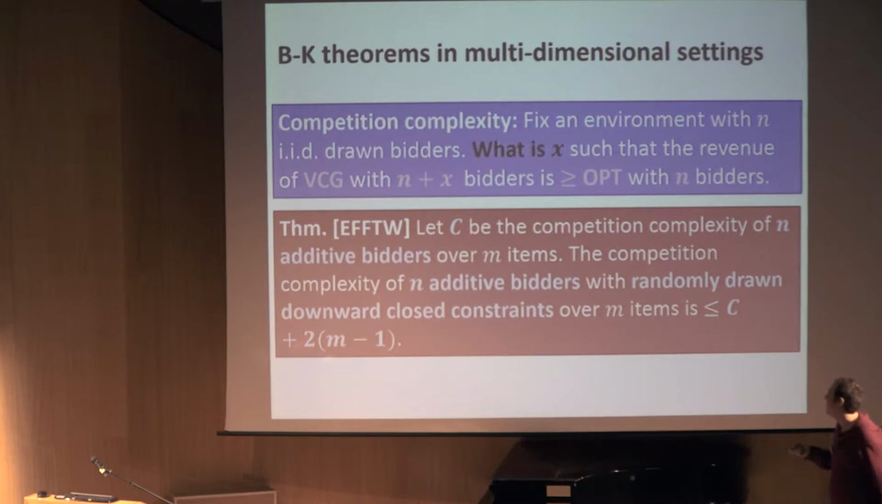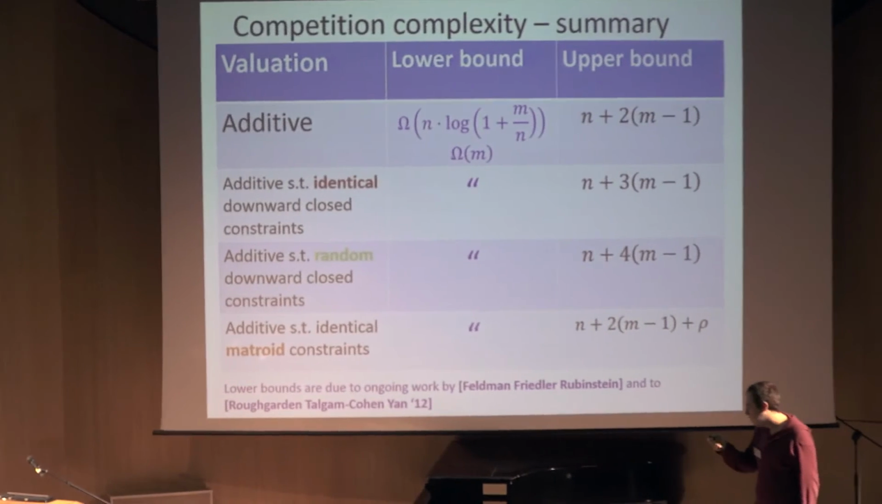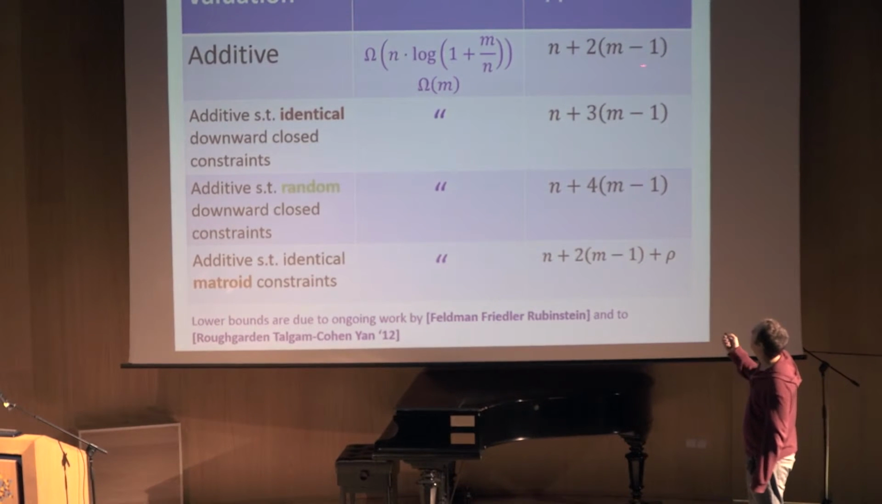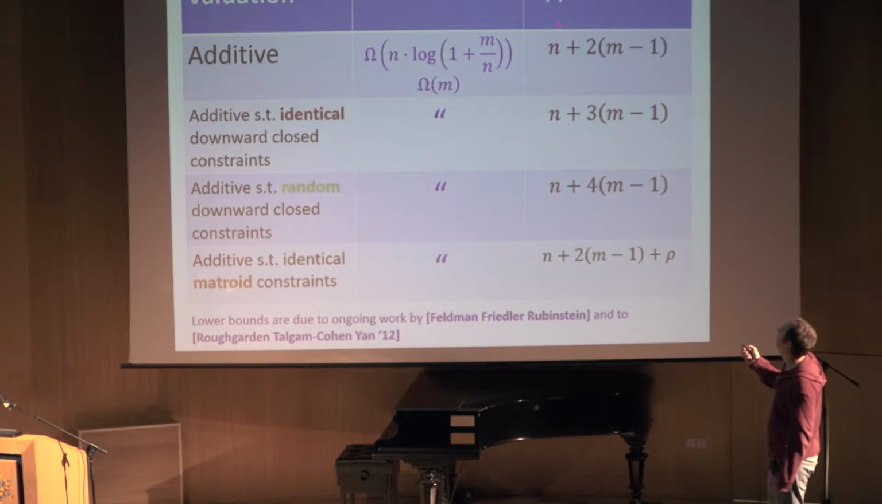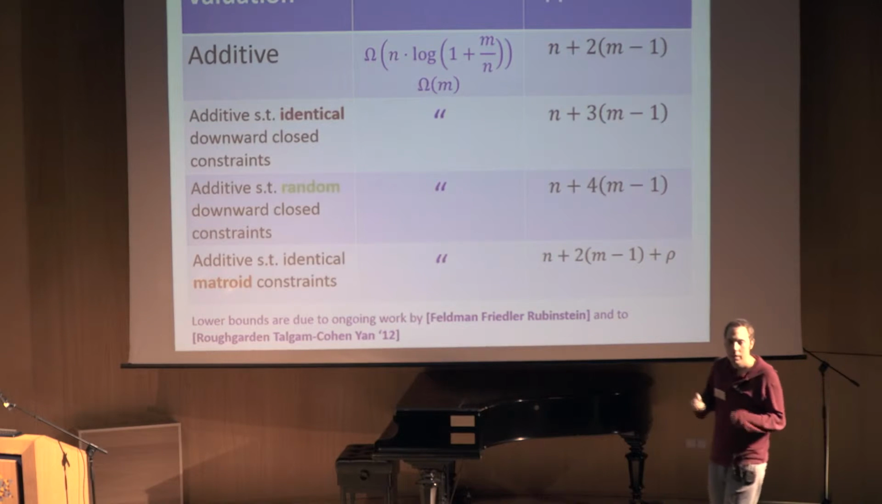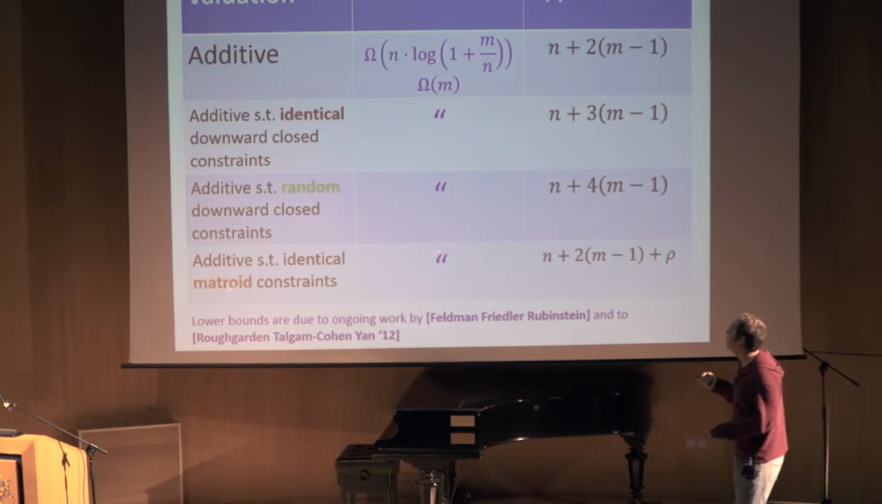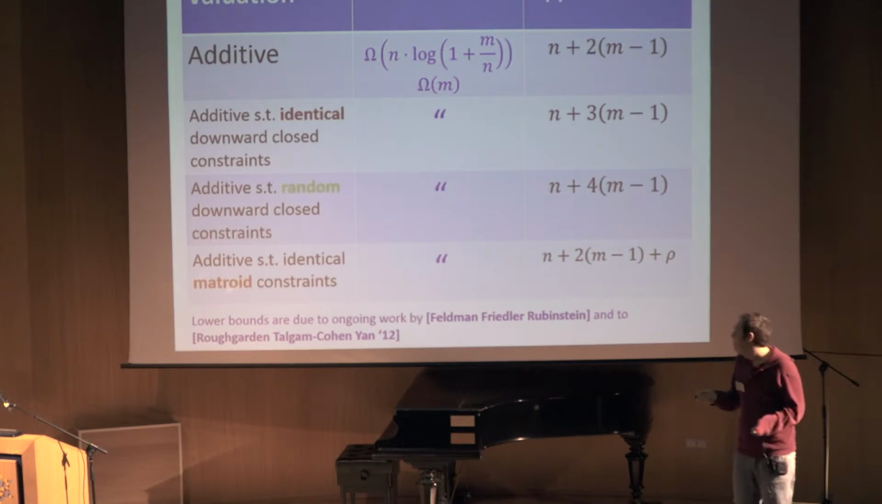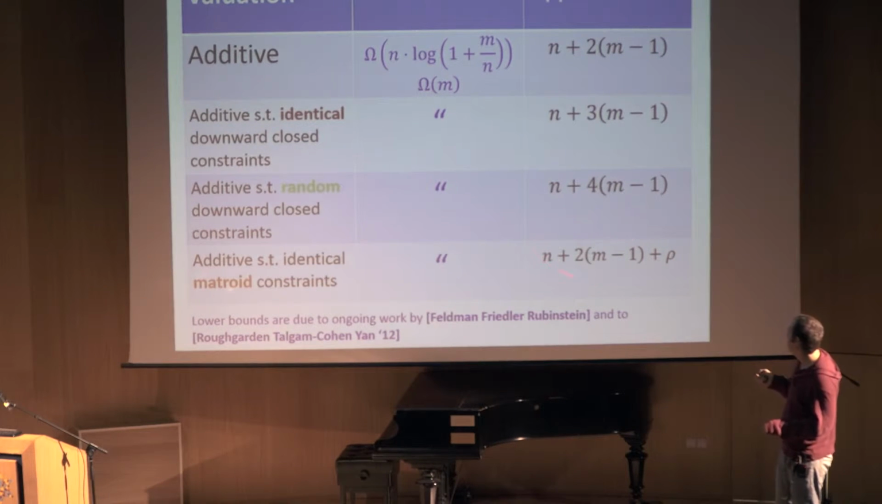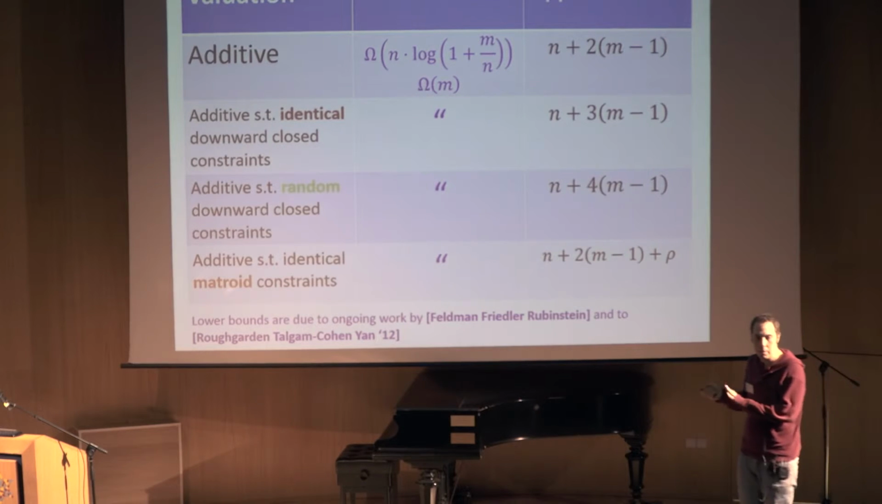So Aviad already saw that. OK, so let me summarize the results. We have a column of the upper bounds, which I just mentioned. For additive, the competition complexity is that we need to add at most n plus 2 times m minus 1 bidders in order for VCG to beat the optimal mechanism. If we have identical downward closed constraints, we need an extra m minus 1 bidders. If we allow different feasibility constraints, we add another m minus 1 bidders. And if we have a metric constraint, we have some refined bounds that depend on some parameter which I won't explain.